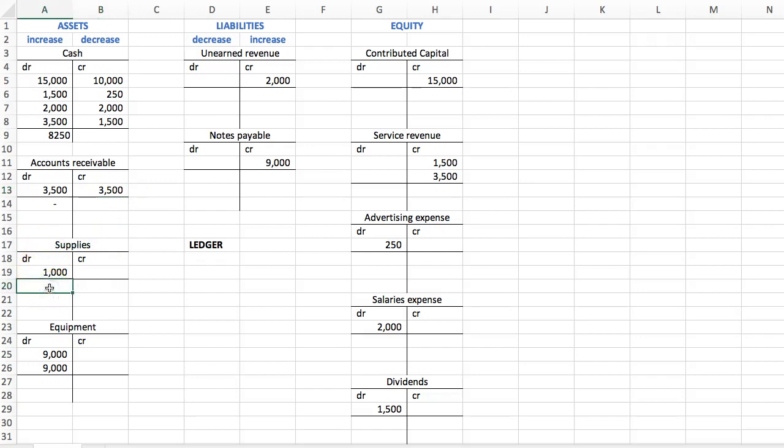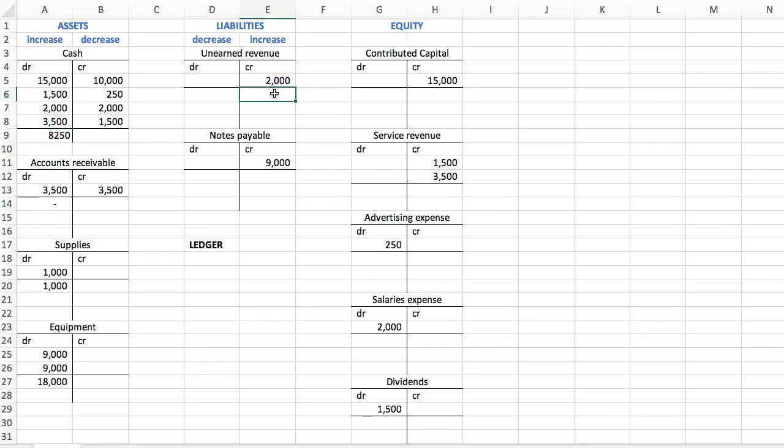Now the balance for supplies, this shows us that we have $1,000 in supplies in our business, and we add up all of our equipment, and this shows us we have $18,000 of equipment in our business. All assets have ending balance on the debit side. This is the increase side. This is called the normal balance.